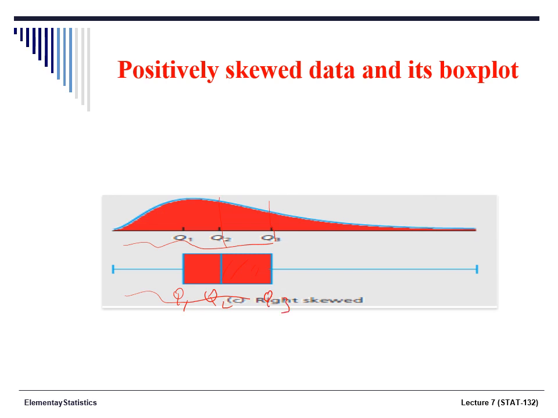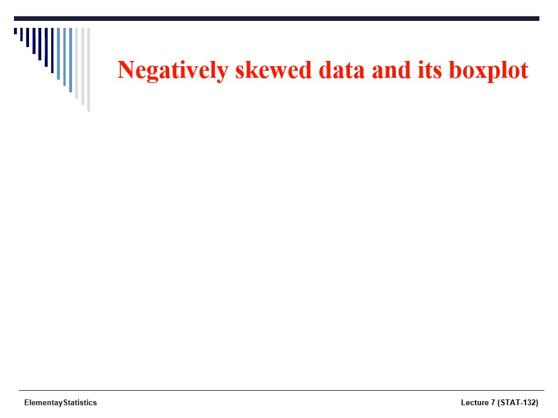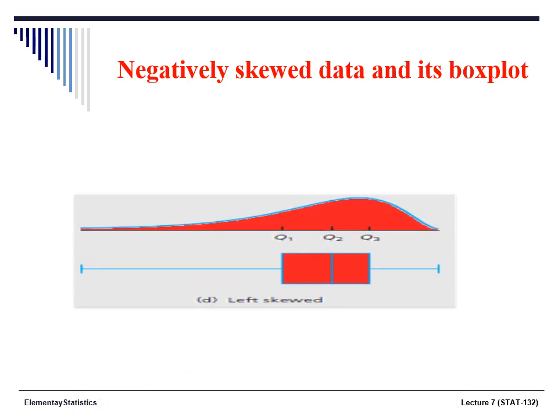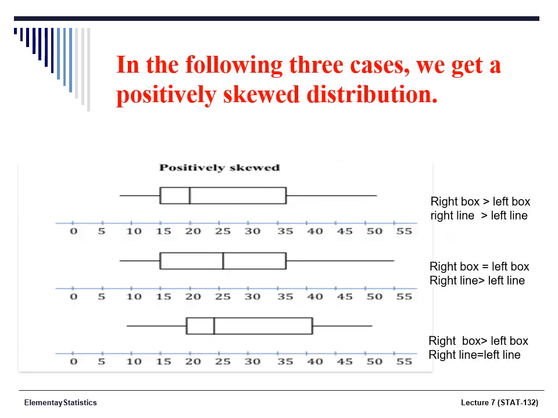And let's look at a negatively skewed, or left skewed, data and its box plot. Here this is Q1 and Q2, and this is Q3. You see this part is short, and this part is longer. And we will have a negatively skewed data like this. The graph will look like this. Anyway, we will look at the detail here.